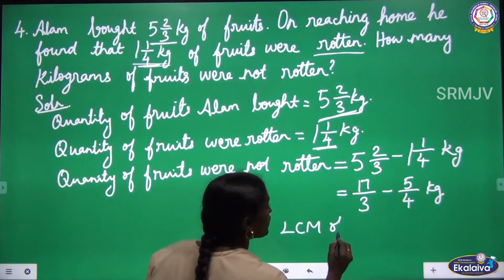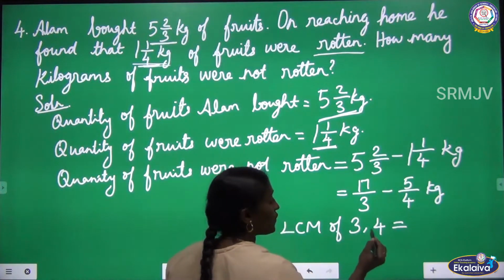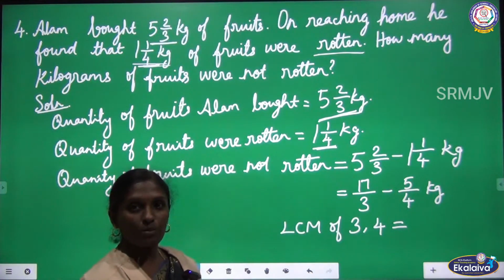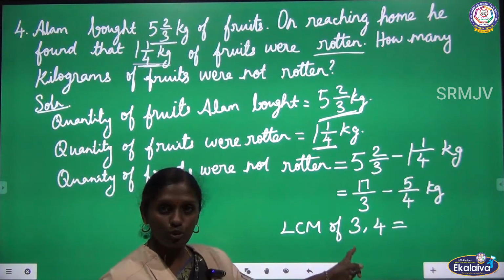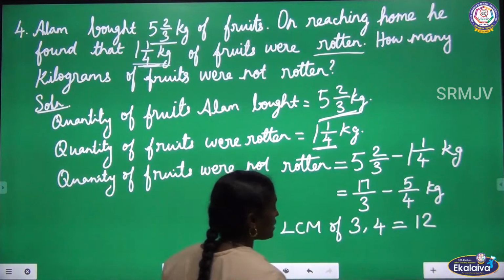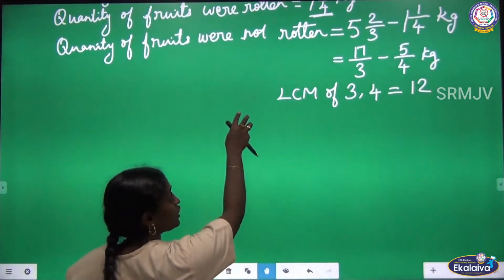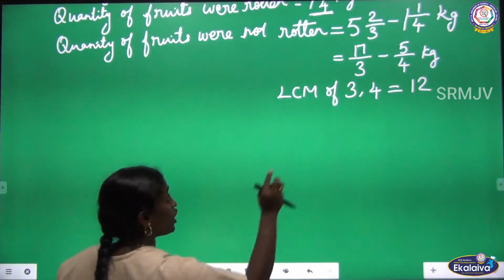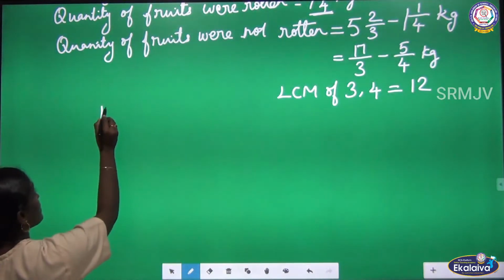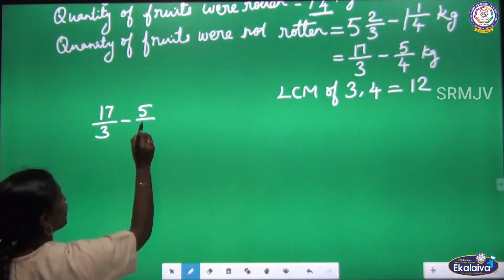For that we have to find the LCM of the denominator numbers 3 and 4. 3 and 4 are co-prime numbers, so the product of these two numbers is the LCM. 4 3s are 12. 12 is the LCM. Now we have to convert these two fractions with the denominator 12. The first fraction is 17/3 minus 5/4.